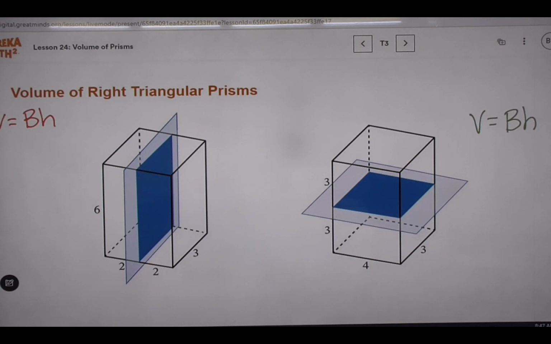Kind of slow. So if we take a look at this first prism that we have right here, our base down at the bottom you can see is a rectangle. So if I want to find the area of that base, it's going to be 2 times 3, which is 6. And then we multiply that times our height, which is also 6. You can get it from over here. So then 6 times 6 is 36.